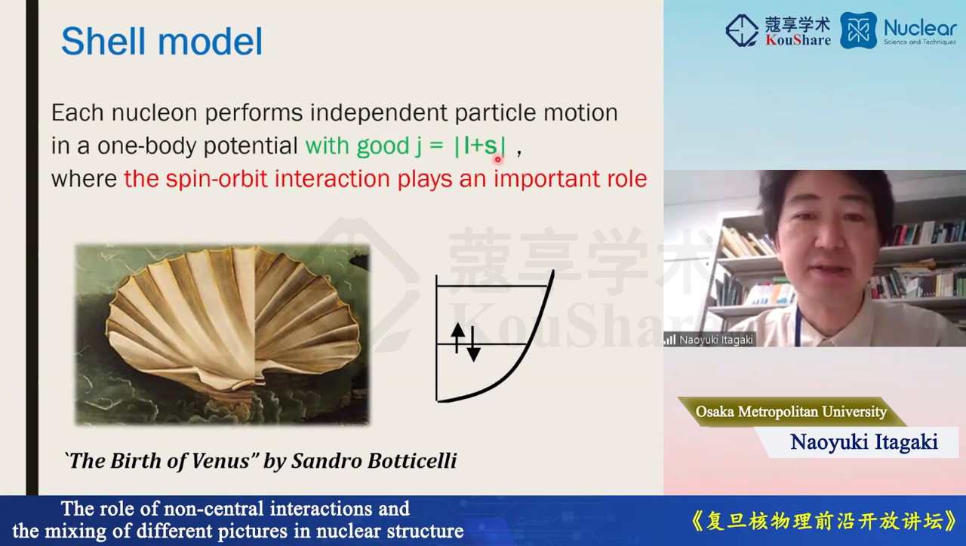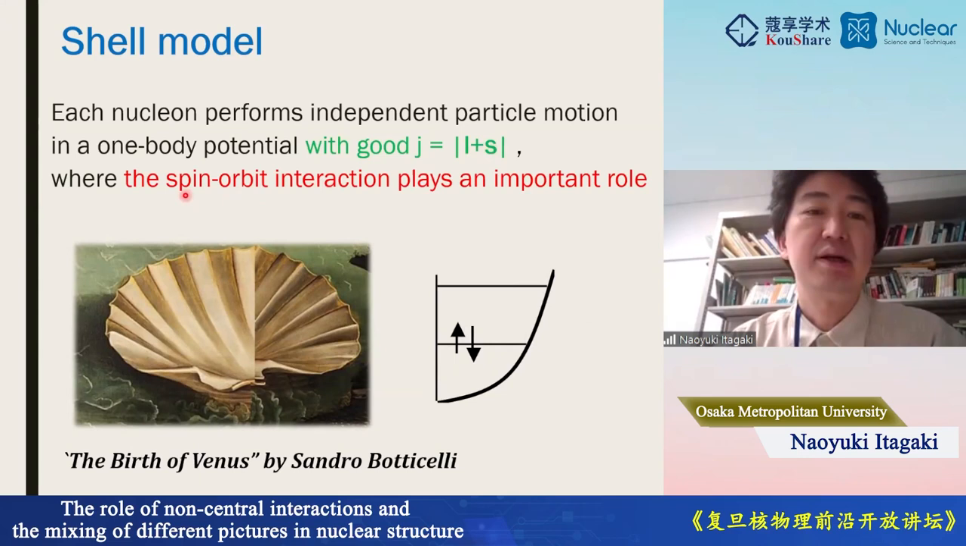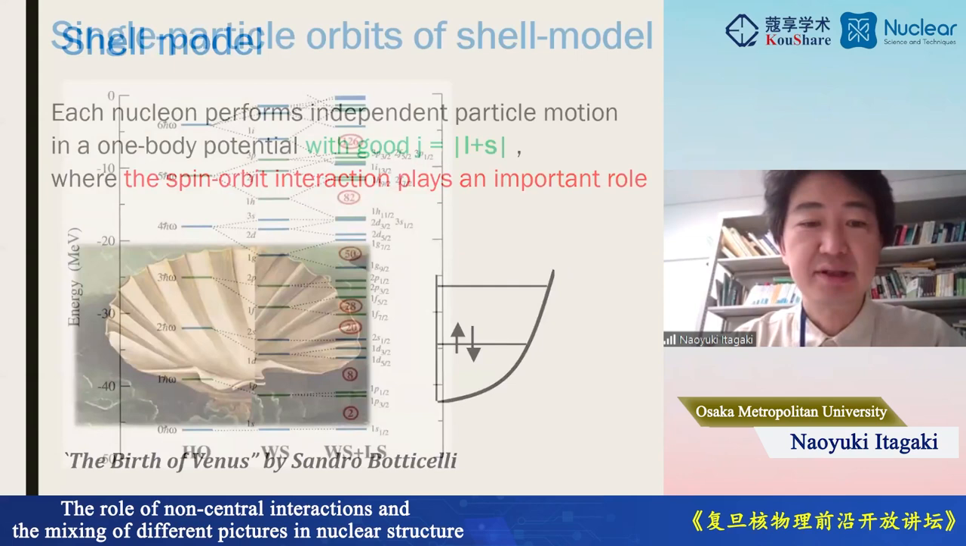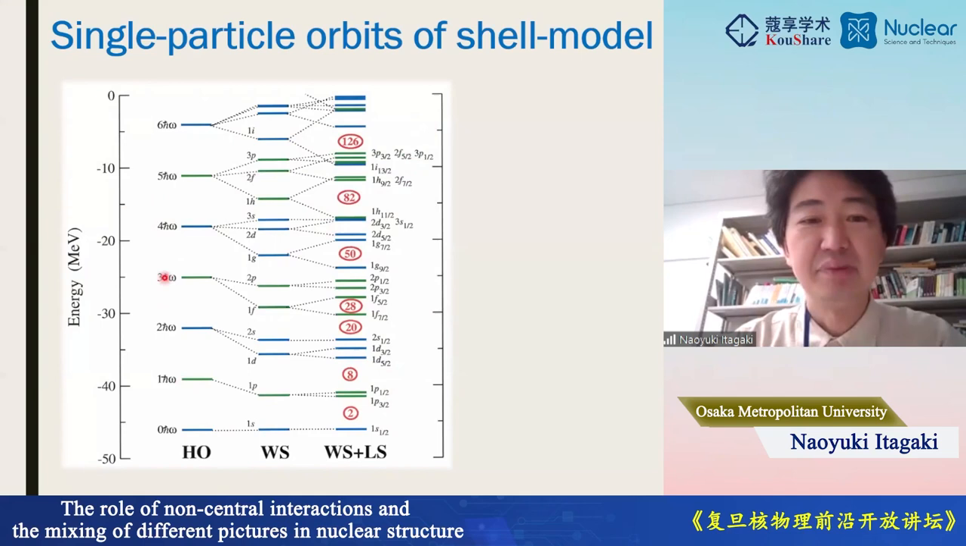And this is because the spin-orbit interaction plays an important role. Without the spin-orbit interaction, it doesn't have good J, actually. And it affects the magic numbers. So these are the levels of the three-dimensional harmonic oscillator. And if you fill the nucleons in this potential, you get the magic numbers 2, 8, and 20 this way. But you never get the magic numbers above 20.